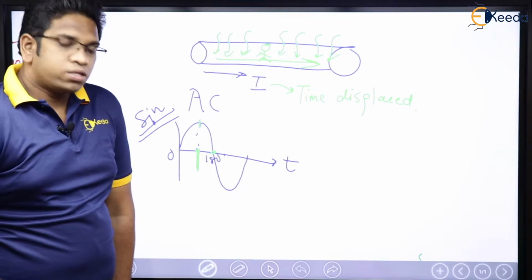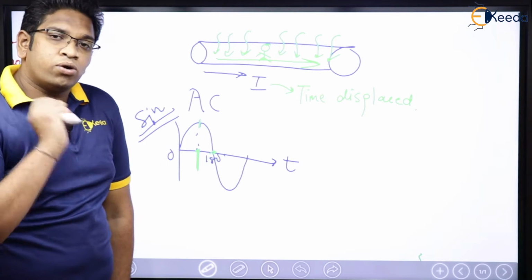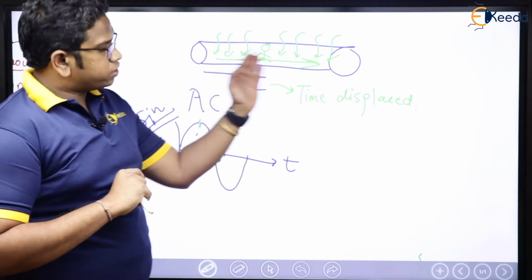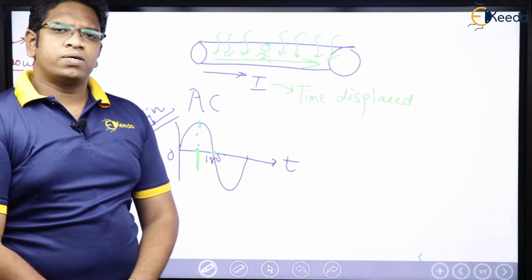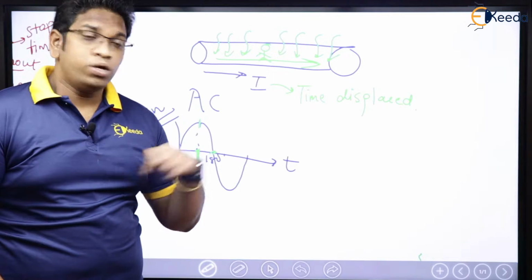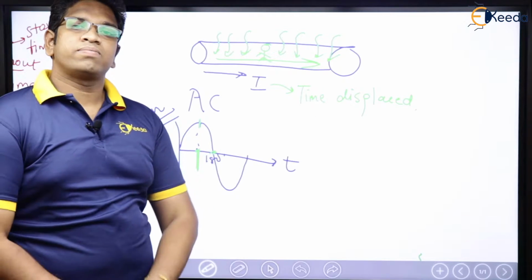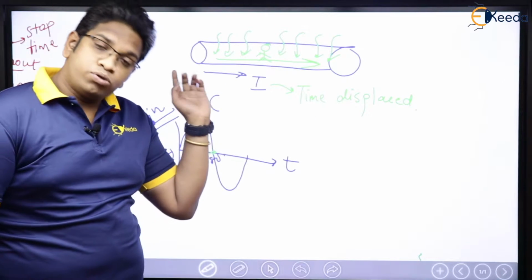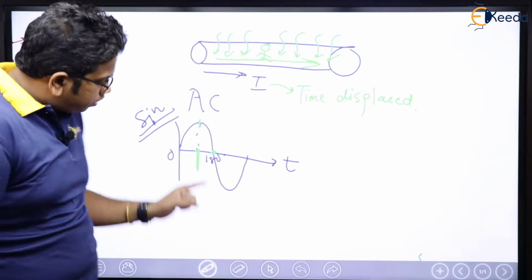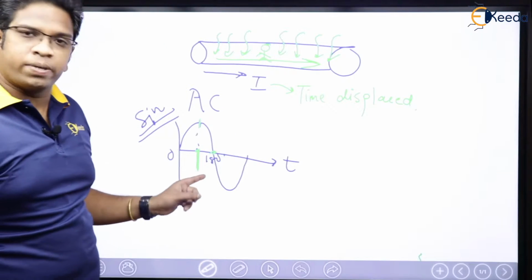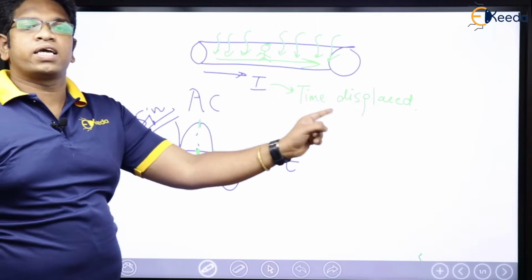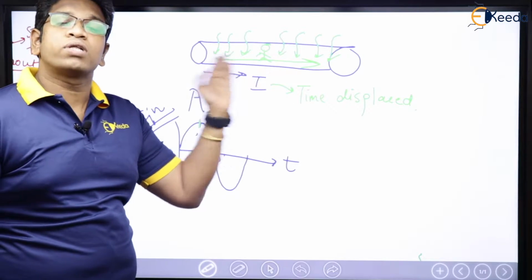Zero current is there at this instant, which means that throughout this conductor there will be zero current. Now, what am I supposed to do? I am supposed to move through this conductor because I have stopped time. Step 1, stop time. Step 2, travel through the air gap, or in this case, travel through the conductor.